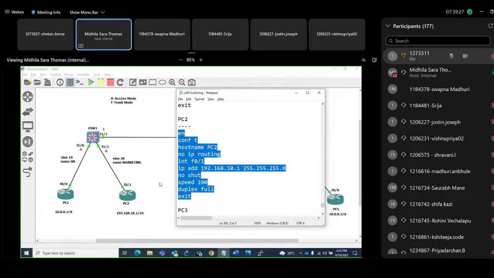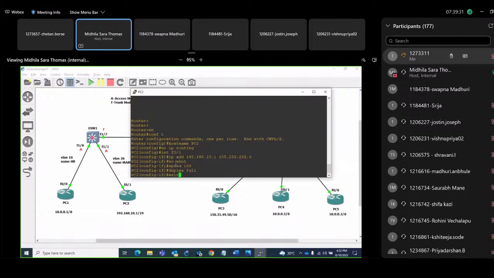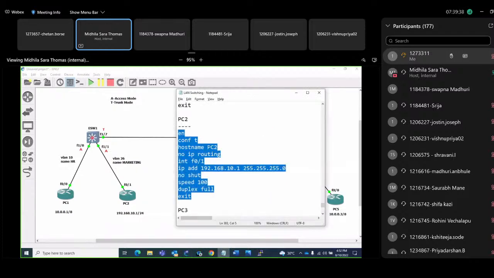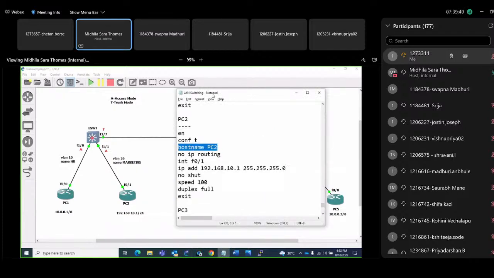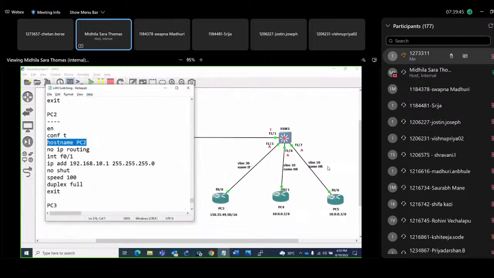Yeah. Now paste it in PC2. Done. Hostname, guys, give it. I would never say it is optional. It carries marks. Please give it. It is not optional, give it. That's why when I teach it in this order only, every time I write the hostname.